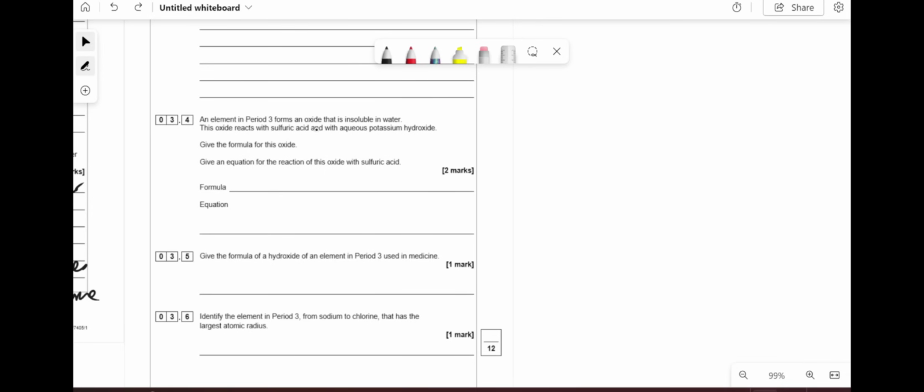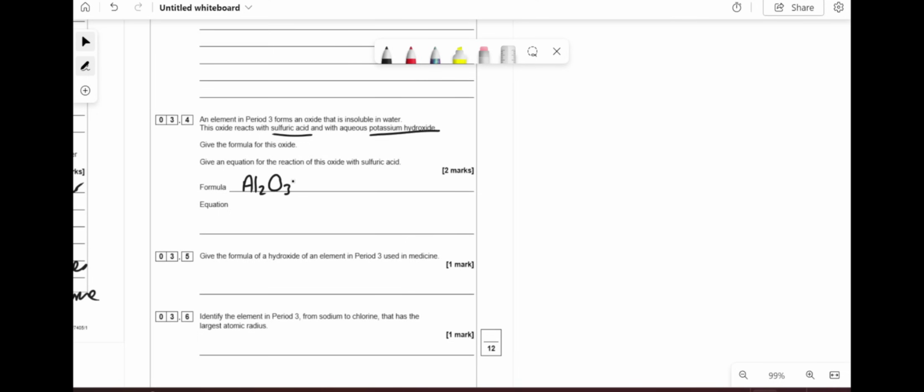So an element in period 3 forms an oxide that is insoluble in water. This oxide reacts with sulfuric acid and aqueous potassium hydroxide. Give the formula for this oxide and give an equation for the reaction of this oxide with sulfuric acid. Okay, so in period 3, sodium and magnesium oxides are basic, so what they do is they neutralize acids. Silicon, phosphorus, and sulfur oxides are acidic, so they'll neutralize bases. The only weird one is aluminium, which is amphoteric. It can neutralize acids or bases. Now, that's a base. That's an acid. So our culprit is aluminium. So Al2O3.